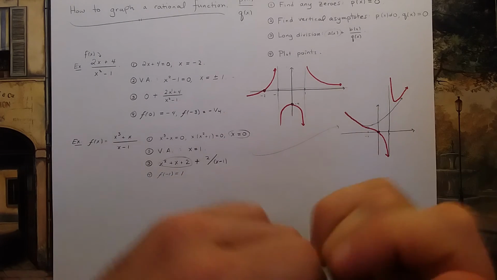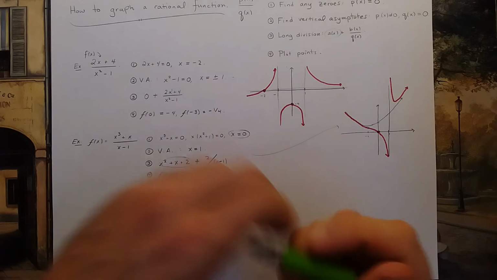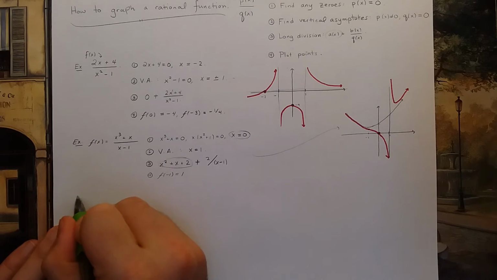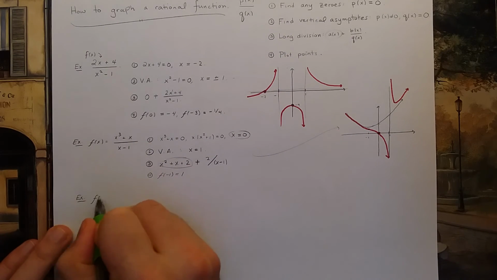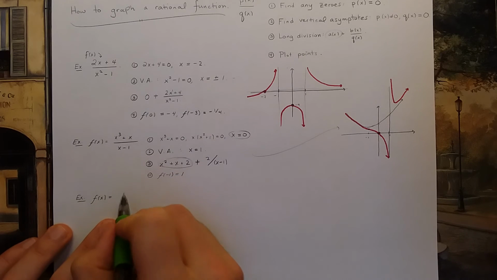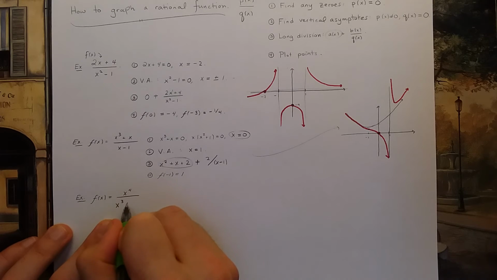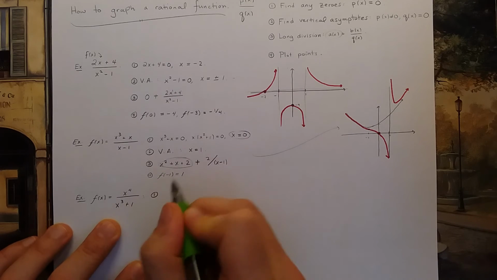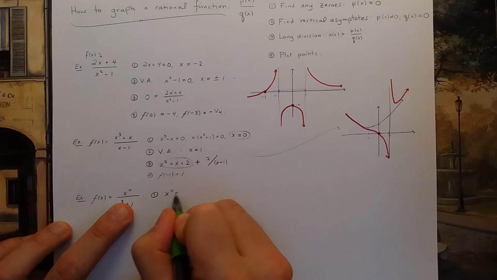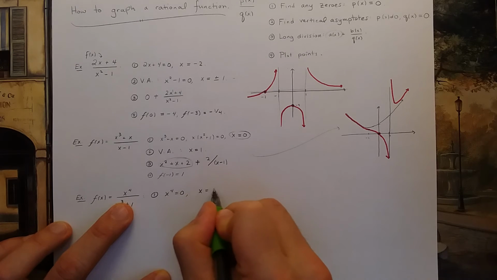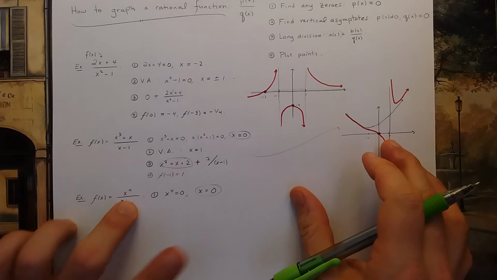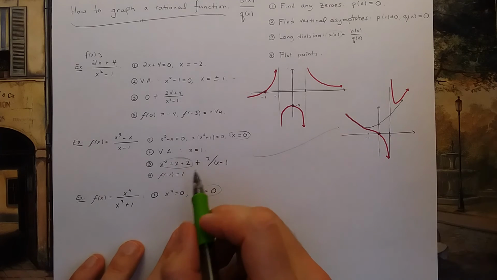Let's do one final example to finish this video. How about the function f of x is equal to x to the 4th over x to the 3rd plus 1. Okay, step 1. x to the 4th equals 0 means that x is equal to 0. That's my only 0.